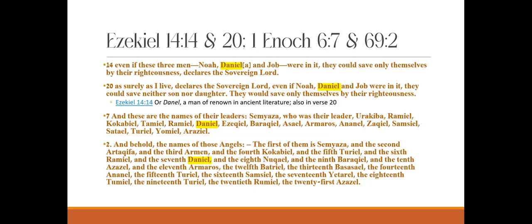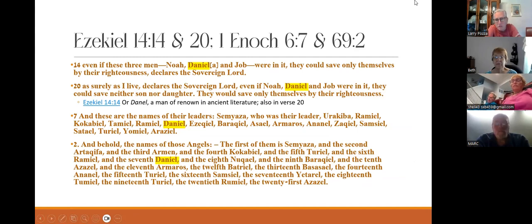But there is also in ancient literature another spelling of the name Daniel, and so scholars debate upon whether this is the same Daniel as what we find in the book. Then in First Enoch, I won't read all of this, but you'll see highlighted there Daniel is mentioned twice, once in verse 7 of chapter 6 and once in verse 2 of chapter 69. So this might be a reference to Daniel. It might not be a reference to the Daniel that we find in the book of Daniel.